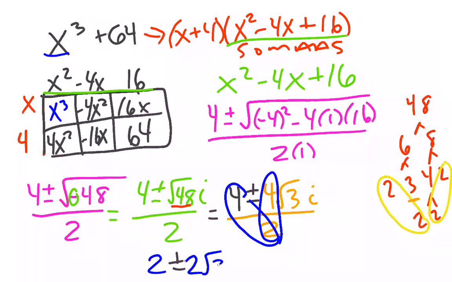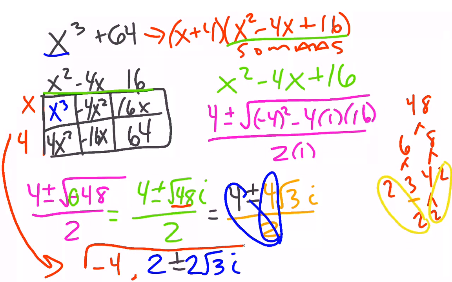And I still have my square root of 3i hanging out at the end, which means my ultimate final answer is -4 from way up there, comma 2 plus or minus the square root of 2 square root of 3i. Sorry, lost my train of thought there. All right, on to the next one.